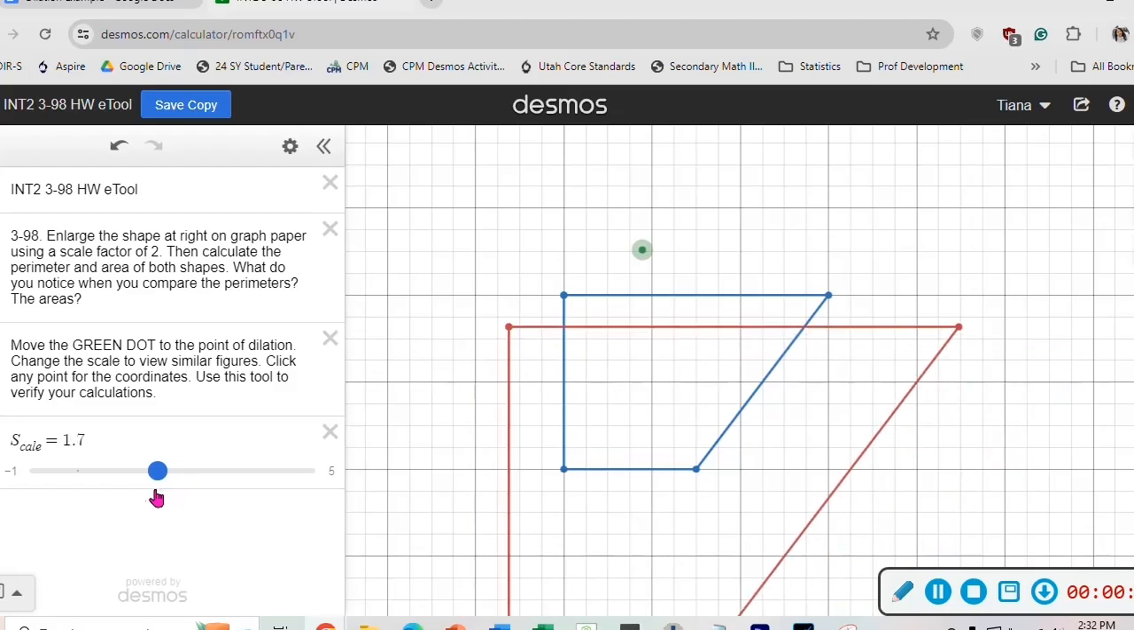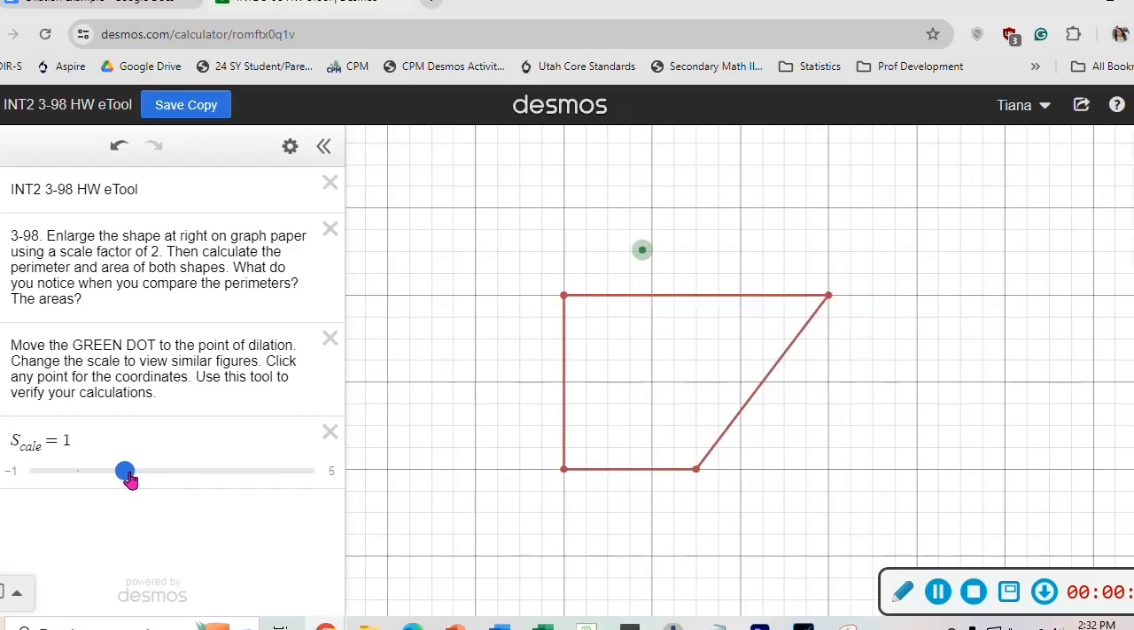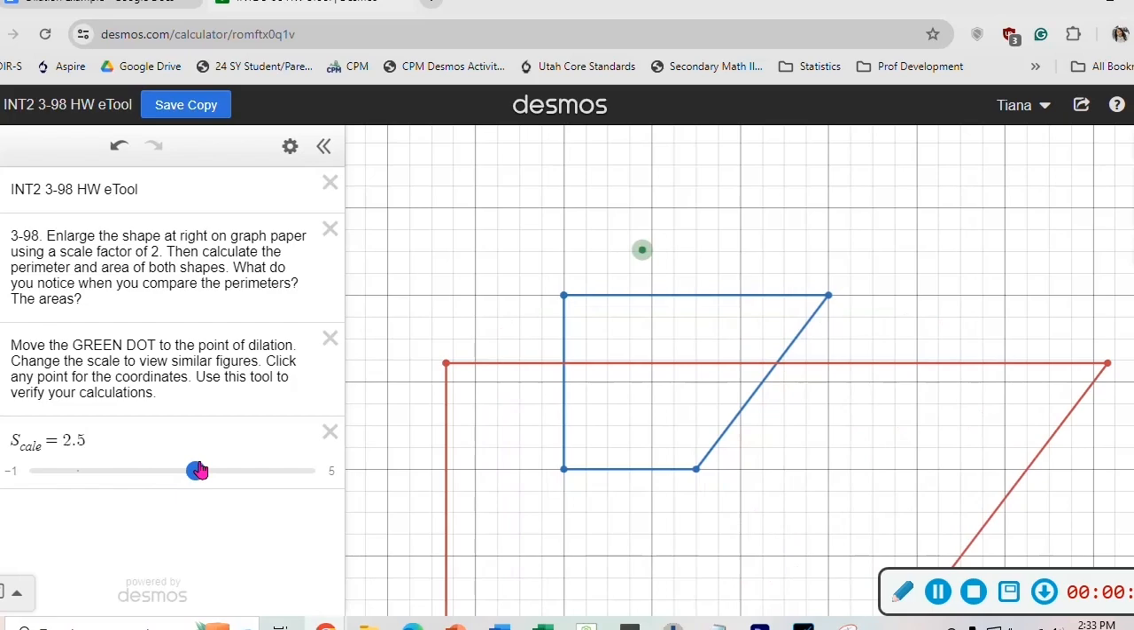So when it's exactly 1 though, we would say that these figures are congruent. The blue and the red are right on top of each other. So when we have a scale factor of 1, that means they are congruent. If we go smaller than 1, scale factor of 0.9, 0.8, 0.7, 0.6, 0.5, 0.4, we see that it shrinks. And so a scale factor less than 1 shrinks our figure. Scale factor equal to 1 is congruent, and a scale factor bigger than 1 will give us a larger shape.